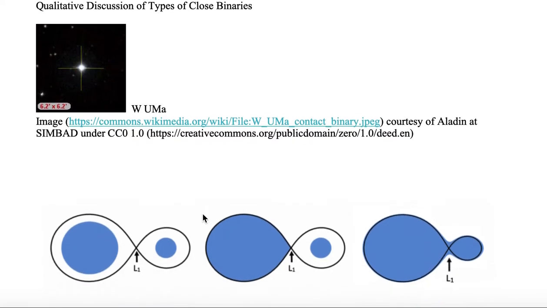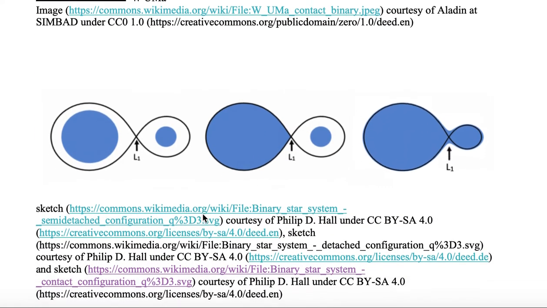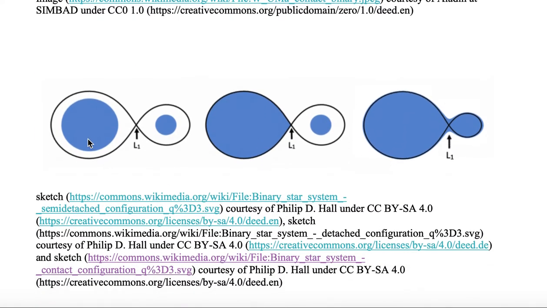There are three major types of binaries that are close. The first one is a detached binary, where we see both stars. The second one is a semi-detached binary. And the third one is a contact binary. Let's first start by looking at the detached binary.